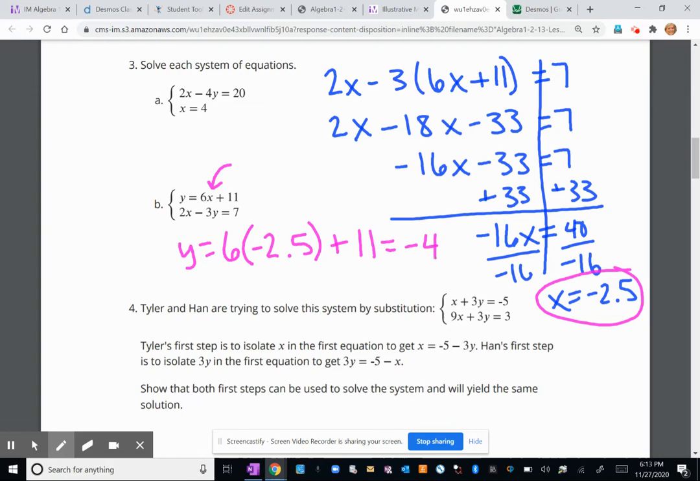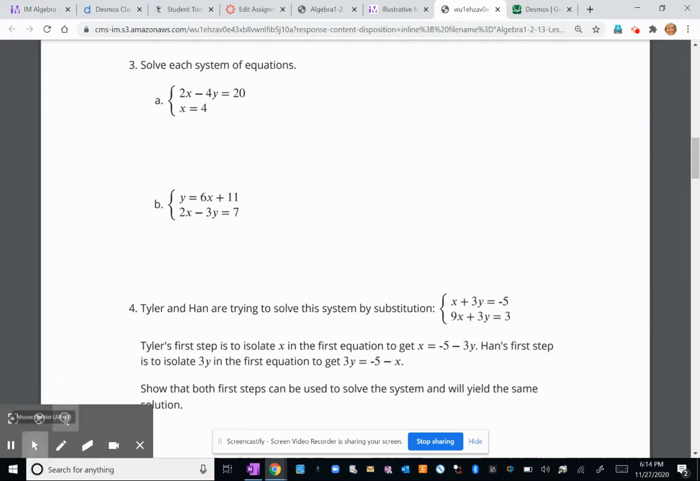Okay, and so on number 3, part A was 4, negative 3. And part B was negative 2.5 for x, and then negative 4 for y. And now we'll look at number 4.